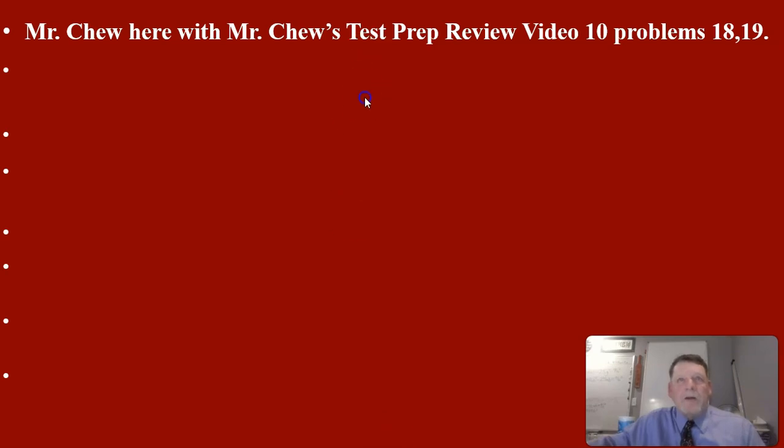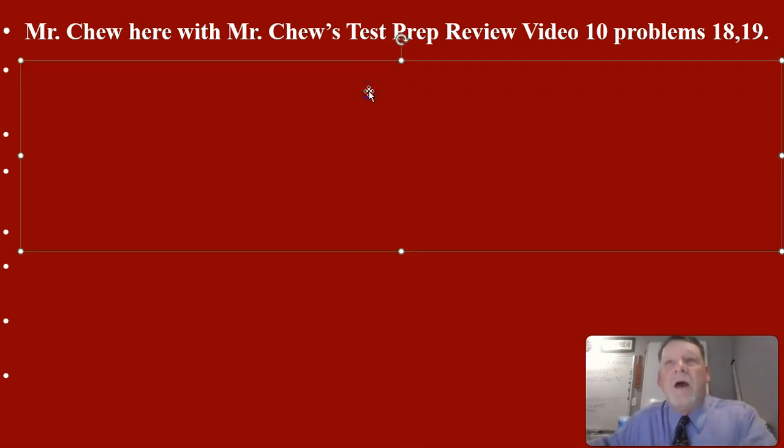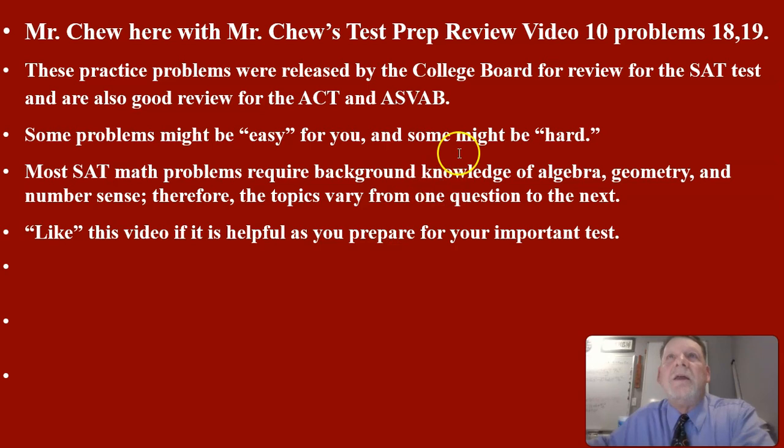So, why don't you get out a piece of paper and let's see if we can figure out how to do problem 18 and 19 that the College Board has set for review in Module 1 for the SAT. Some problems will be easy, some will be harder. We need a background of algebra, geometry, number sense.